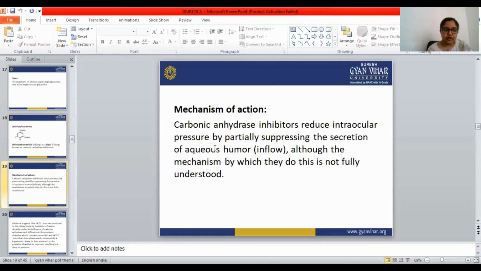And the mechanism of action: the carbonic anhydrase inhibitors reduce the intraocular pressure by partially suppressing the secretion of aqueous humor. Although the mechanism by which they do this is not fully understood, the carbonic anhydrase inhibitor reduces the intraocular pressure by partially suppressing the secretion of the aqueous humor.